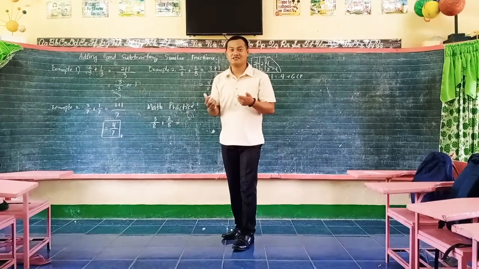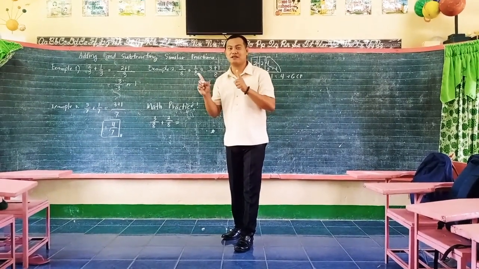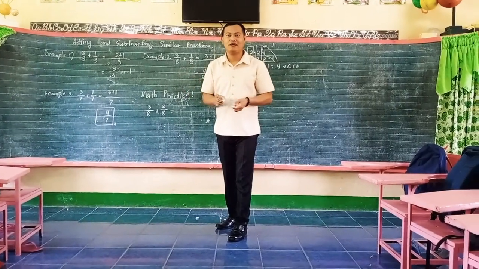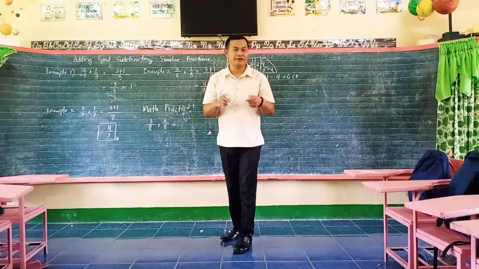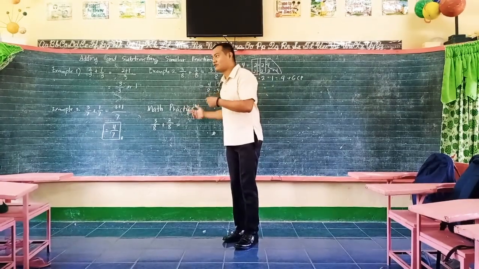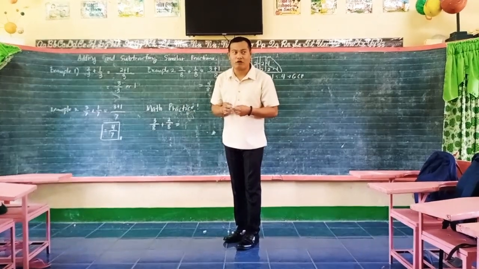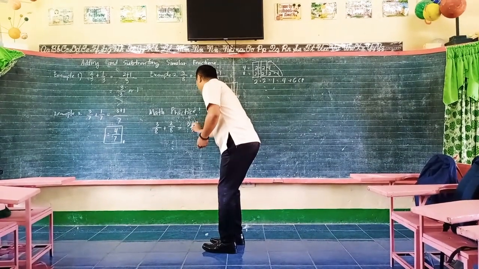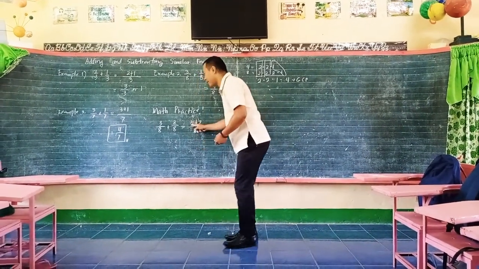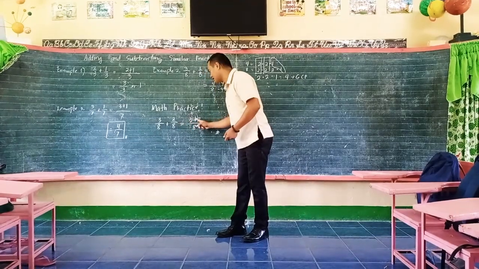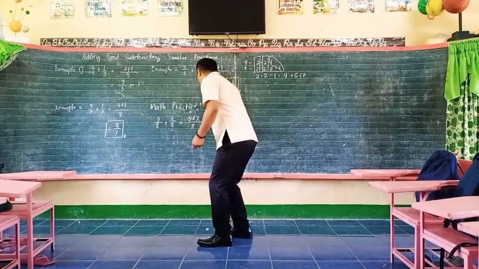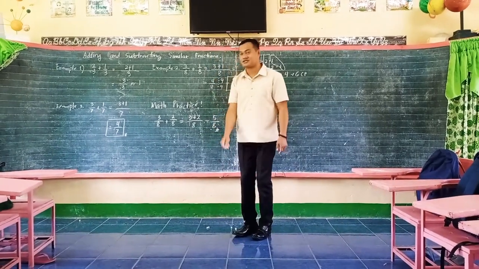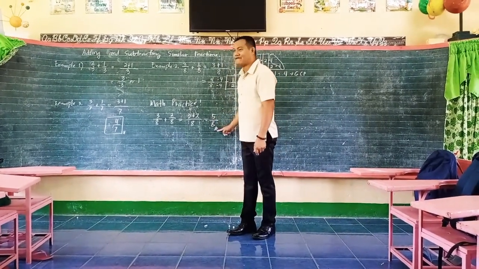So the rule in adding similar fractions: add the numerators together, and we copy the common denominator. And if we can reduce our answer into its simplest form, we will do it. So we have 3 plus 2/8. Remember, these are the numerators. We get the sum that is equal now to 5/8. So that's 3/8 plus 2/8 is equal to 5/8.